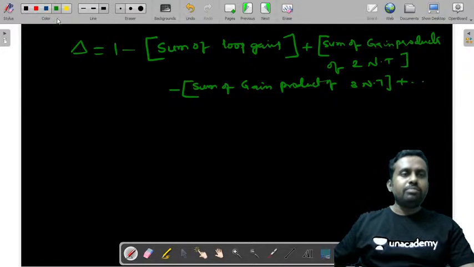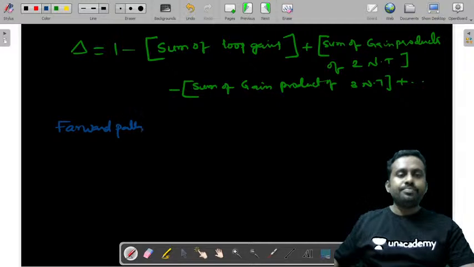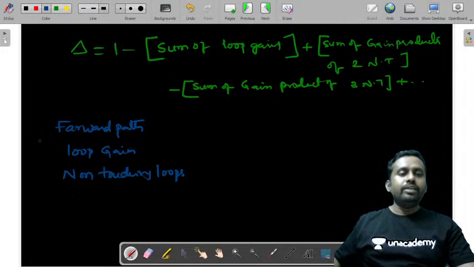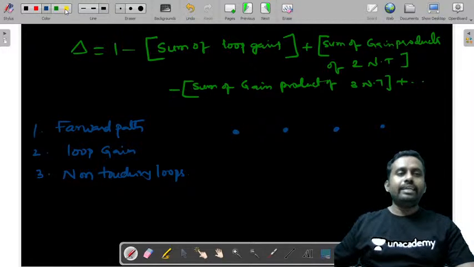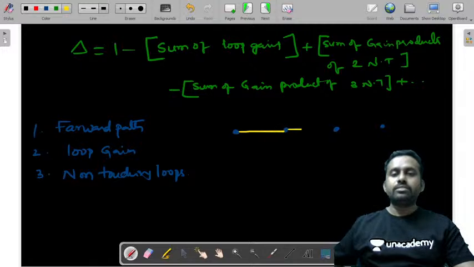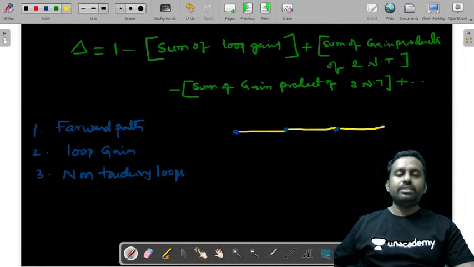So you need to know some things here: what a forward path is, what a loop gain is, and what non-touching loops are. Then you will be easily able to find the transfer function of a given signal flow graph. A signal flow graph has some nodes which are connected by some branches. It is a graphical or pictorial representation of a given system.